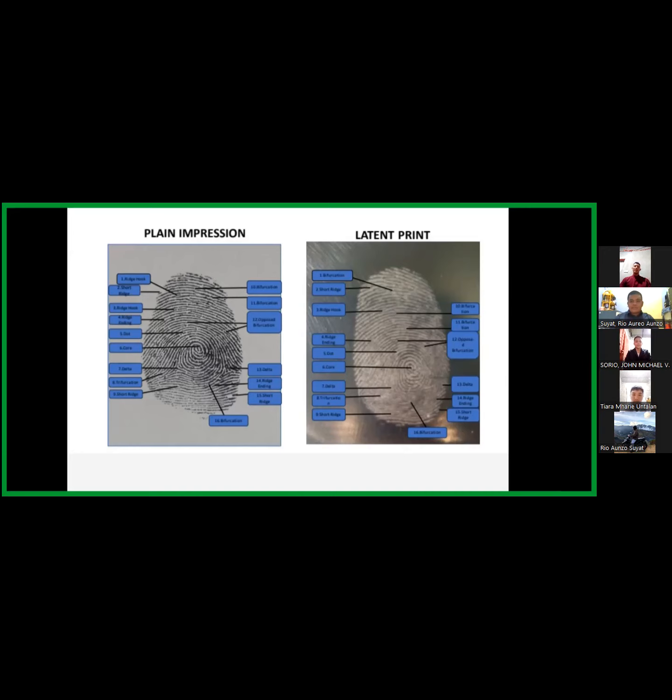Number 16, what is the specific number of points one must find in order to conclude a positive identification? The specific number of points required to conclude a positive identification can vary depending on the context and the identification method being used. Number 17.